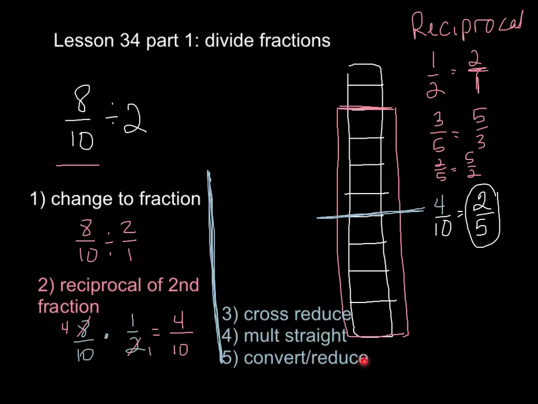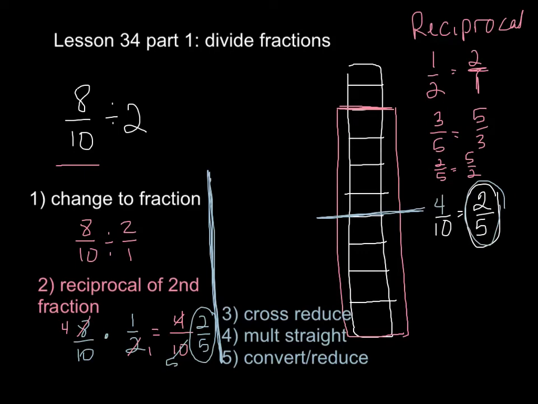But reduce, sure, I can do that because 2 goes into 4 evenly and 2 also goes into 10 evenly. So I'm going to divide 2 into both of them. 2 goes into 4 2 times, and 2 goes into 10 5 times. And notice that gave us this same answer that the chocolate bar example did.